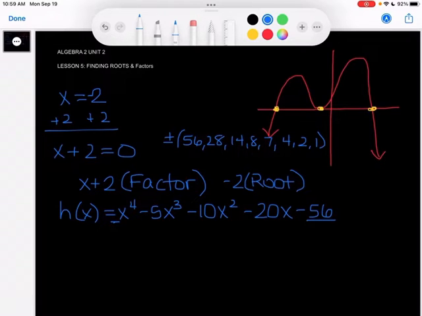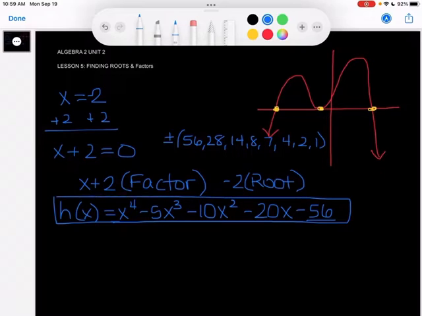So then I would plug in h of x. I would go to my y equals, depending on what calculator you have, type the x to the 4th minus 5x cubed, etc., then go to my table and check out all of these values. When I checked 56, negative 56, 28, negative 28, etc., the only ones where y equals 0 were 7 and negative 2. So we get a root at 7, and a root at negative 2.